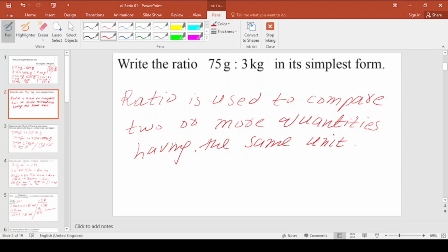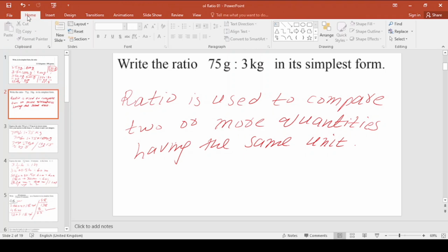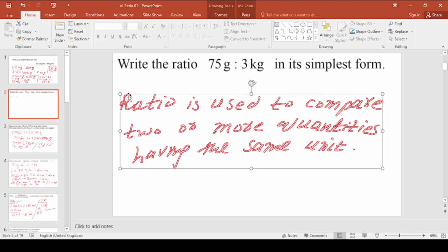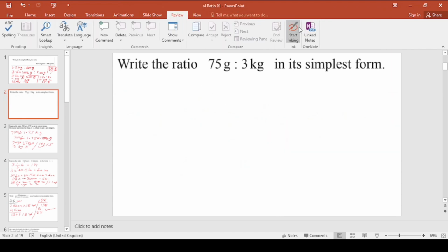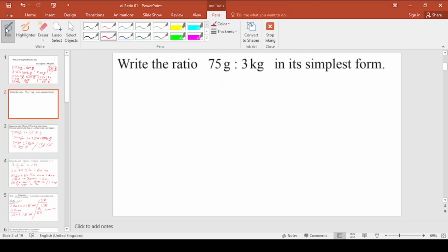If the quantities are not in the same unit, we have to convert them in the same unit. So this is the function of ratio. And now let us solve this important question.